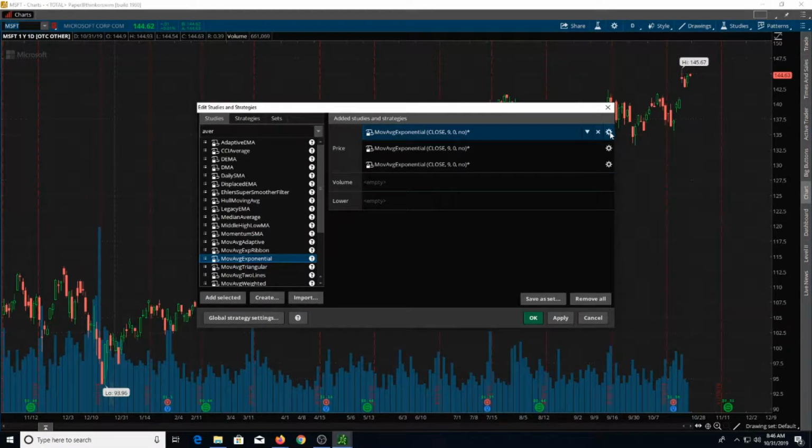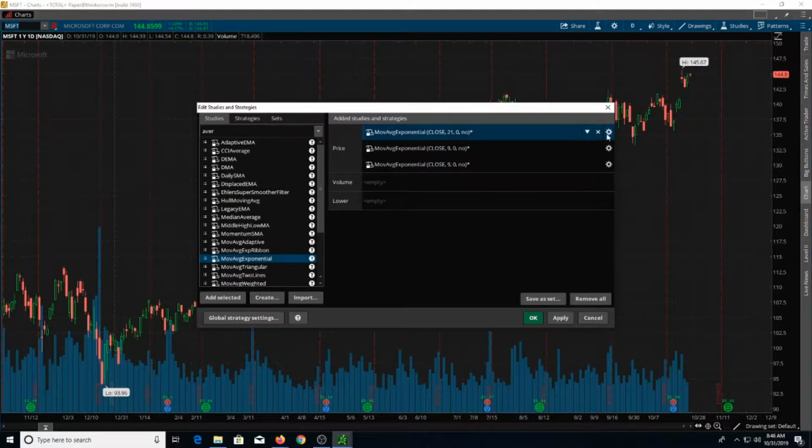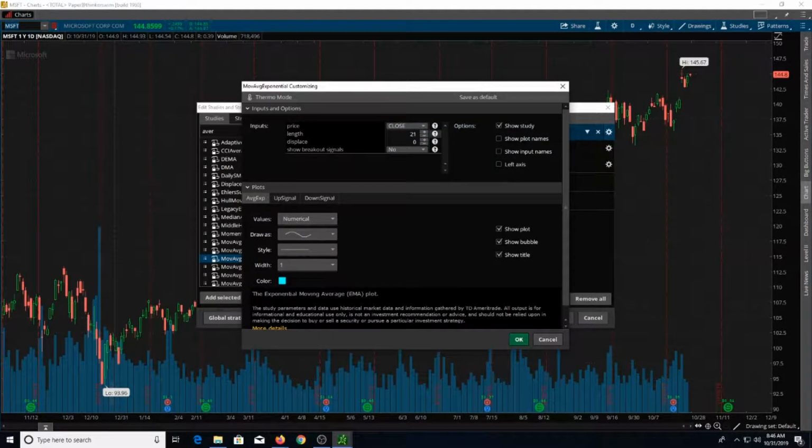Now I want to go into the first one, click on the little gear icon, and bring it up, and I want to change the length to 21. Now we're going to go into different lengths later, but 21 is what I typically use in my normal trading. I'm going to leave the color like it is for now. Just change to the 21, click OK. And also, I didn't show you this, I want to leave the price as close.